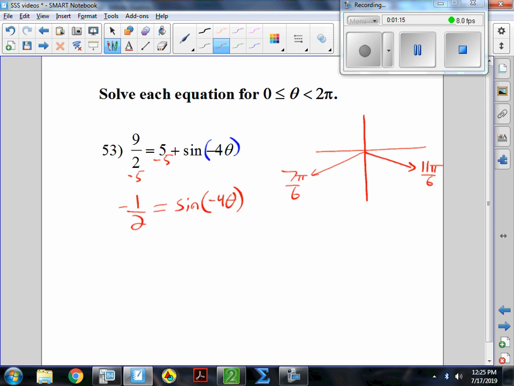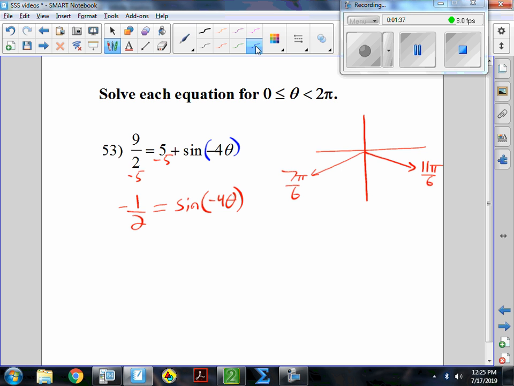But when I'm solving a problem like this, I don't just want the 2 answers, because if I use those 2 answers and then divide by negative 4, I'm only going to get 2 answers. There's 2 answers from 0 to 2 pi. But this is 4 times theta. So there's going to be 4 times as many answers. So there's going to be a total of 8 answers. So to get that, I need to use the general solution.